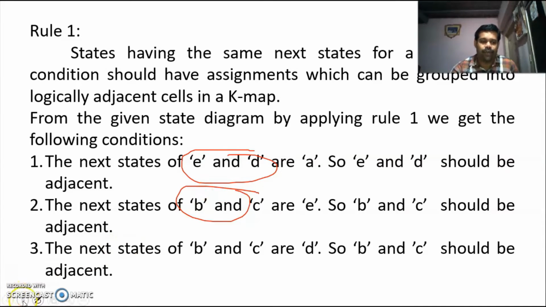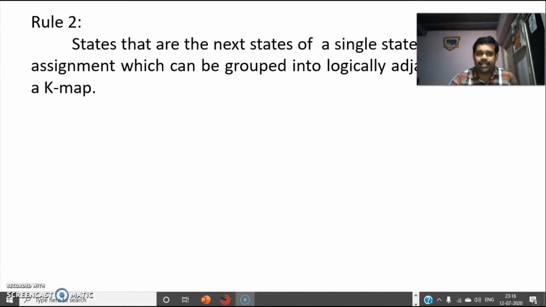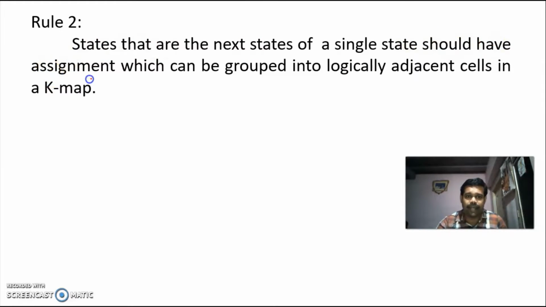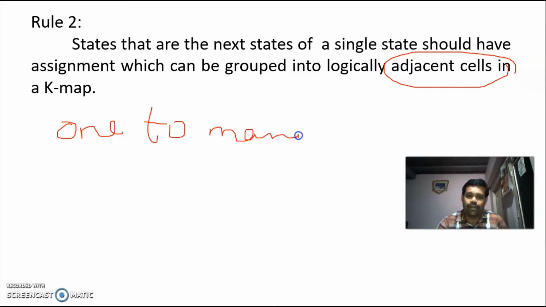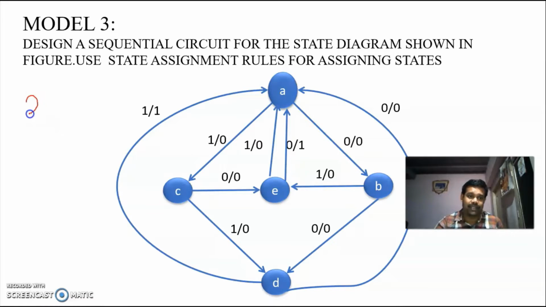Okay. Now we are going for rule 2. What rule 2 is saying is that states which are the next states of a single state should have assignments which can be grouped into logically adjacent cells. Here you remember one thing: one to many. So from one state, if the next states are two different states, those two different states should be placed in the adjacent cells in the K map. Now we are going to apply rule 2 to this state diagram.